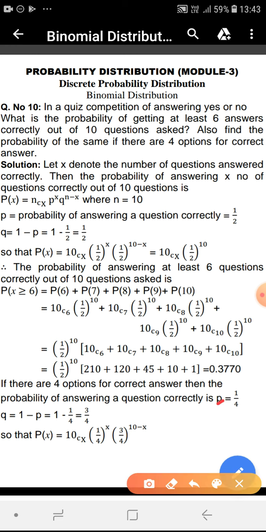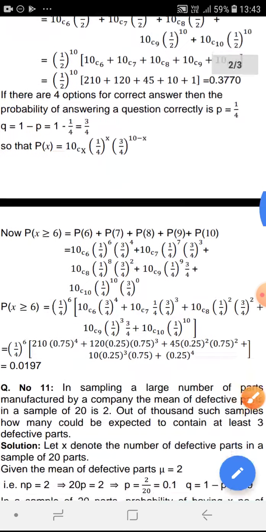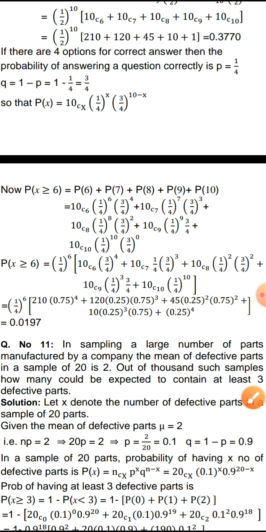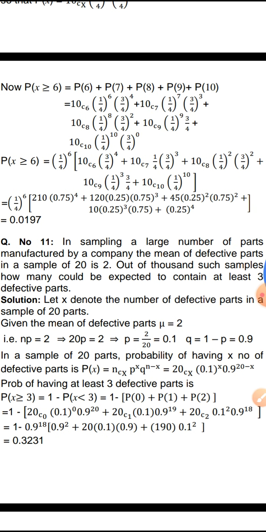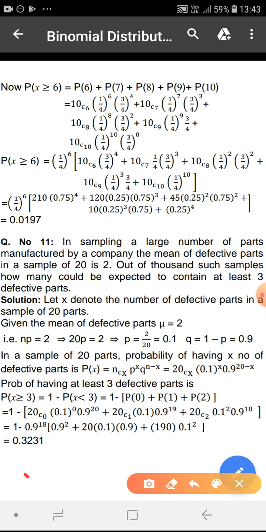With p as 1/4, q as 3/4 and n equal to 10, the formula for P(x) will be 10Cx (1/4)^x (3/4)^(10-x). So the probability of answering at least 6 questions correctly in this case will be P(x ≥ 6).